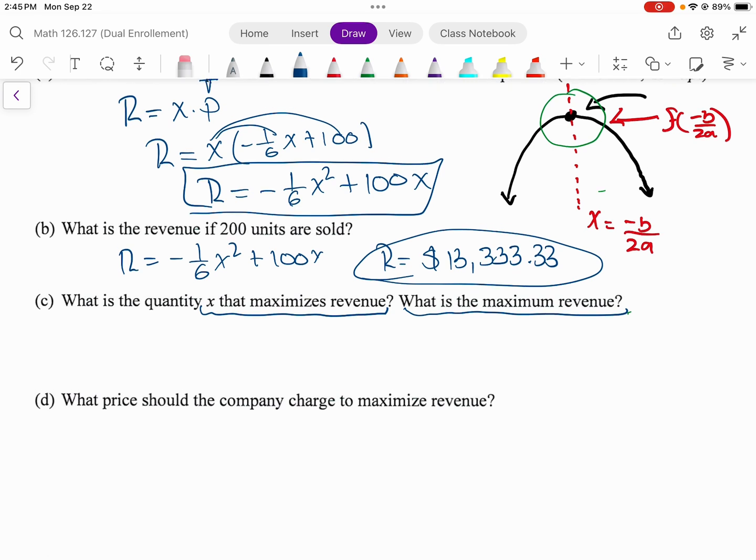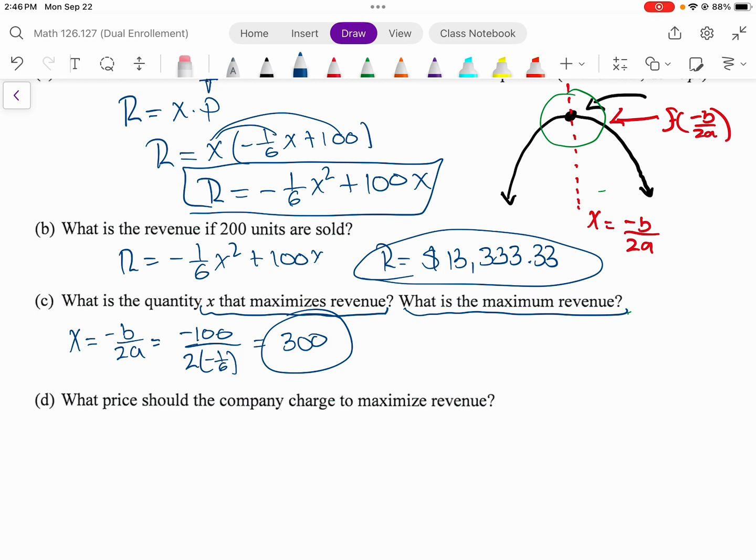So let's go ahead and find that out. Let's start with the first one. We need the location, which means we need the AOS. So that's x equals -b/2a. So if we plug everything in, that's going to be -100 over 2 times -1/6, which eventually gives us 300. So we need to be selling 300 items in order for us to reach that maximum.